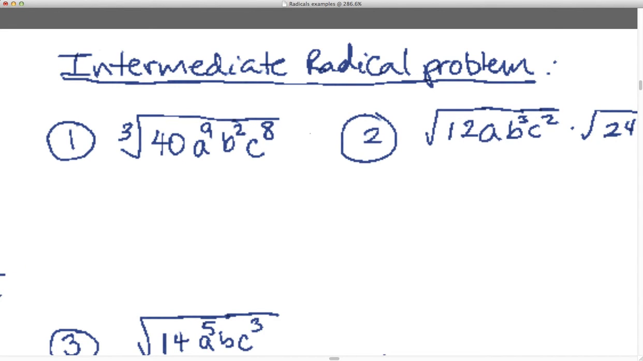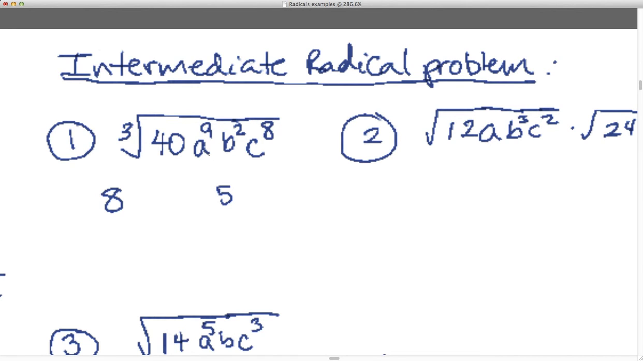Today we're going to look at some slightly more advanced radical problems. And here we've got a cube root function, so we look for perfect cubes. In this case, numerically, this is 8 times 5. 8 is a perfect cube. 2 times 2 times 2 gives you 8. And then I'm going to put the 5 here.